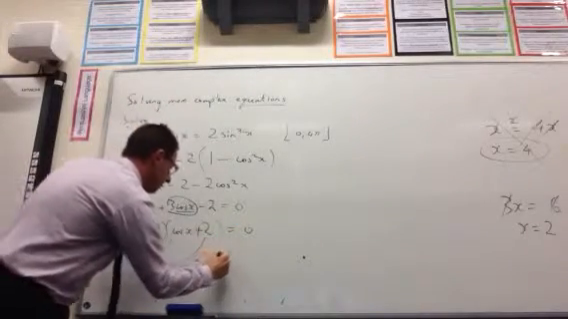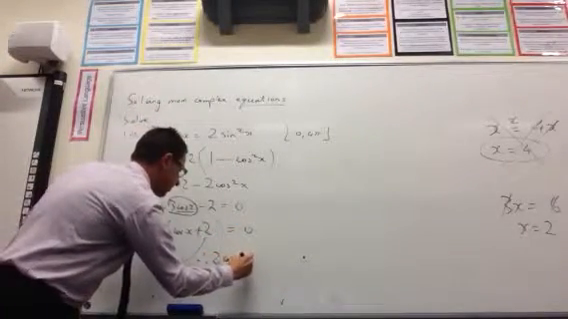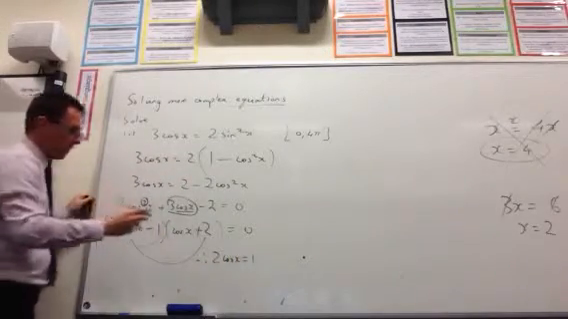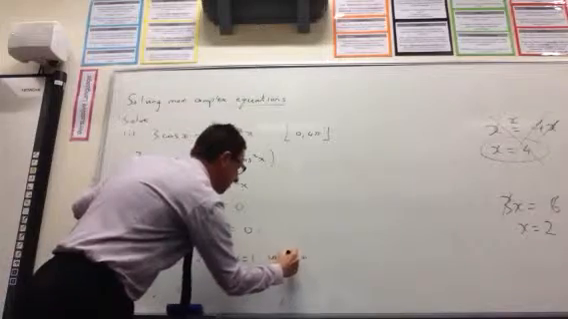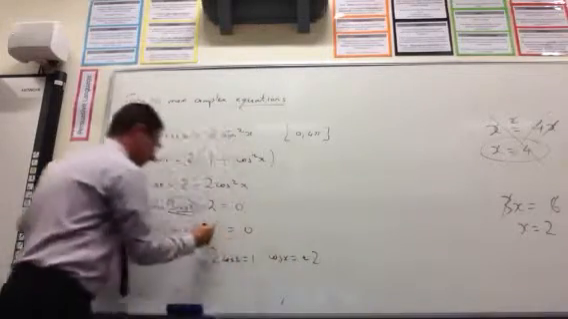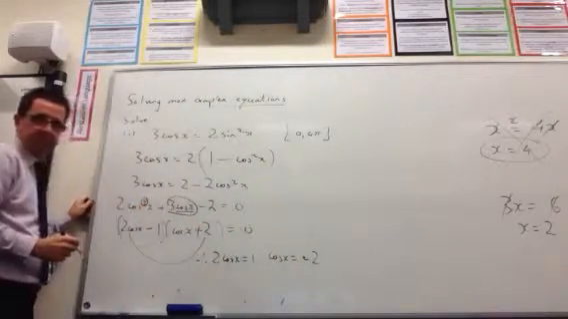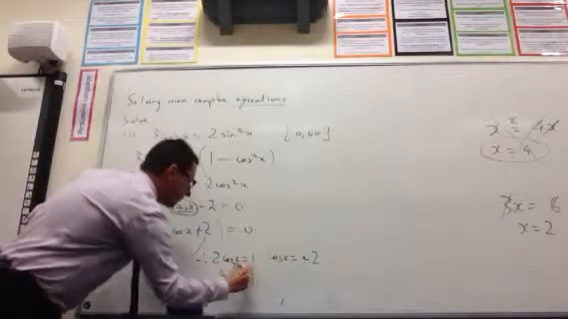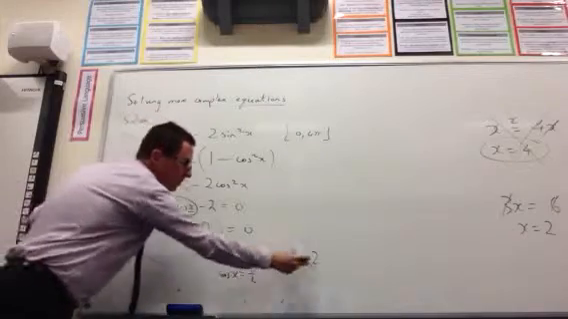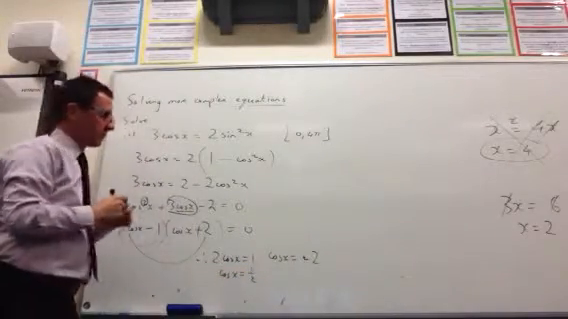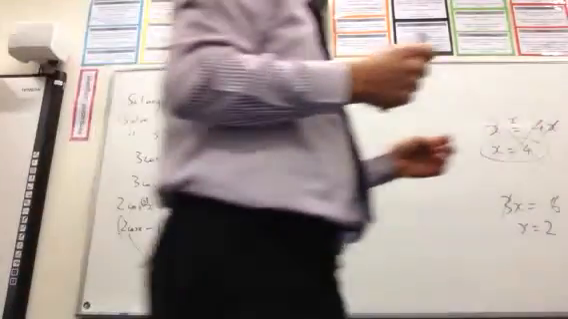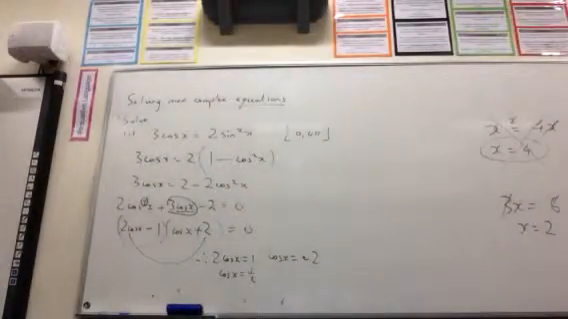Therefore, 2 cos x equals 1, making that bracket 0, and cos x equals negative 2, making that bracket 0. Cos x equals a half for that. Cos x is negative 2 for that one. When does cos equal negative 2?